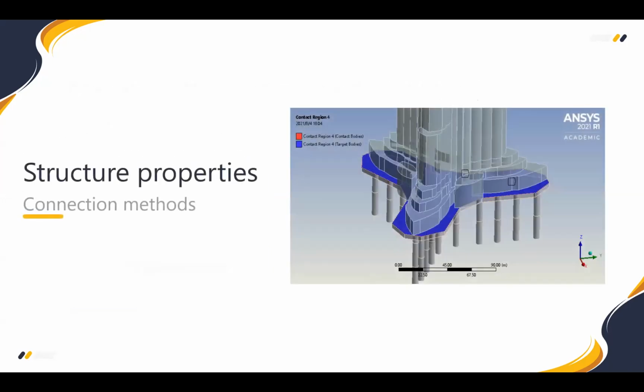And then is the connection method that we use. The contact regions between the upper structure and the lower structure of the main building, and also the pile foundation, are bonded to simulate the real condition. And for the contact regions between the pile foundation and every layer of soil strata, it's frictional, and the frictional coefficient is about 0.3.